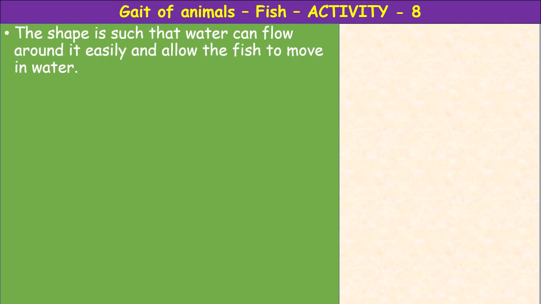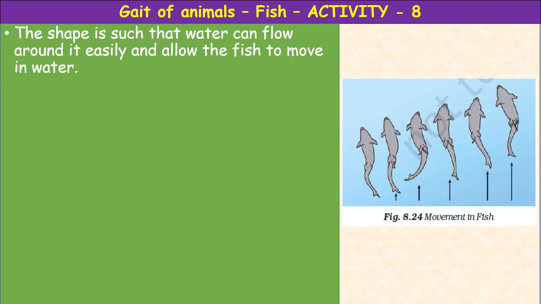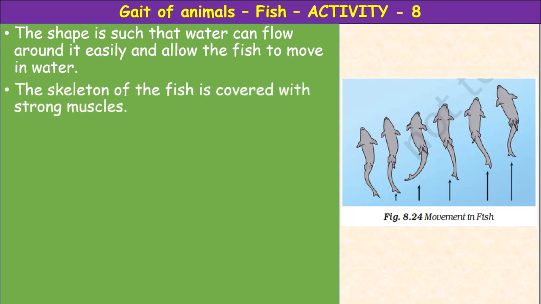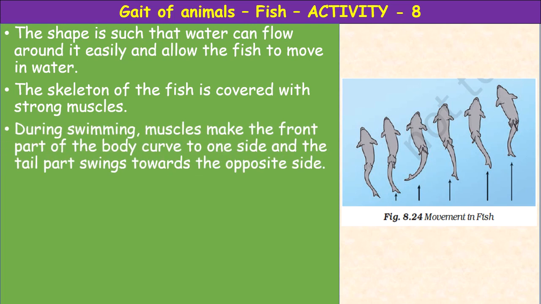The shape is such that water can flow around it easily and allow the fish to move in water. The movement of the fish you can see here. The skeleton of the fish is covered with strong muscles. During swimming, the muscles make the front part of the body curve to one side and the tail part swings towards the opposite side. You can see.